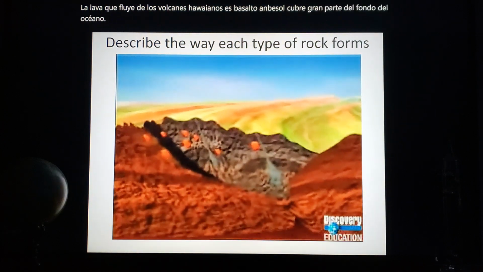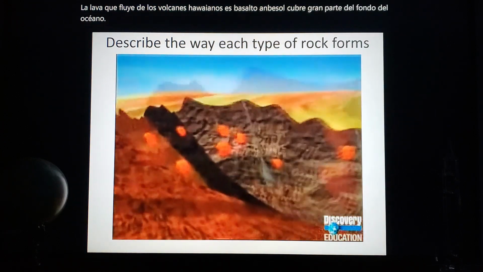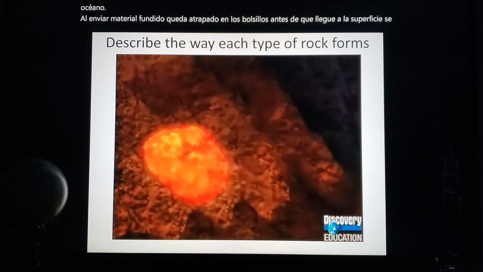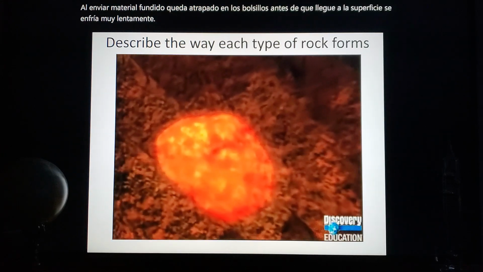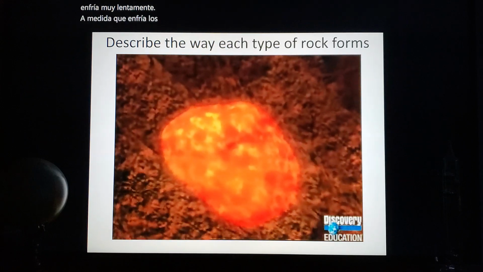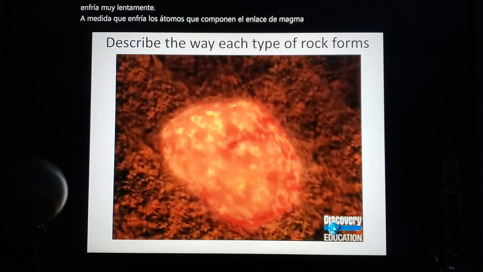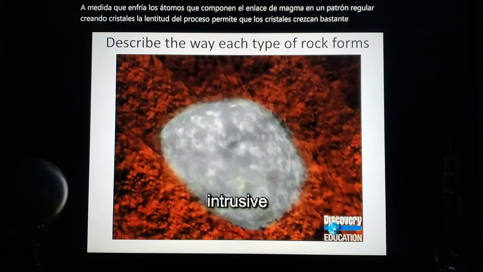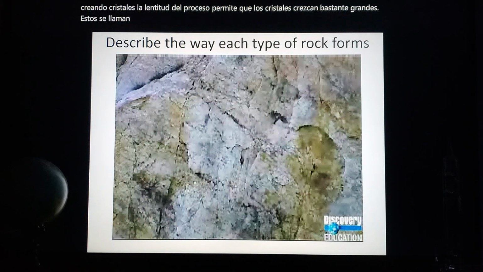When semi-molten material becomes trapped in pockets before it reaches the surface, it cools very slowly. As it cools, the atoms that make up the magma bond in a regular pattern, creating crystals. The slowness of the process allows the crystals to grow quite large. These are called intrusive or plutonic igneous rocks. Granite is created in this way.